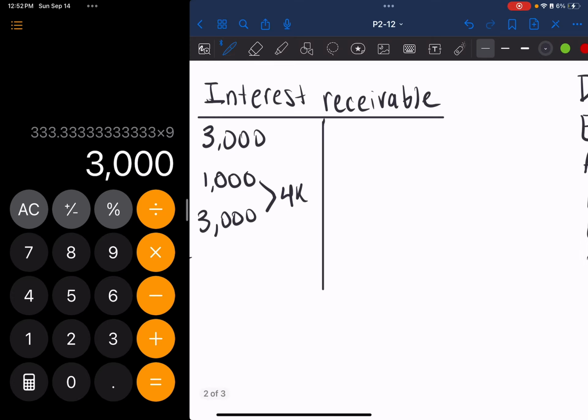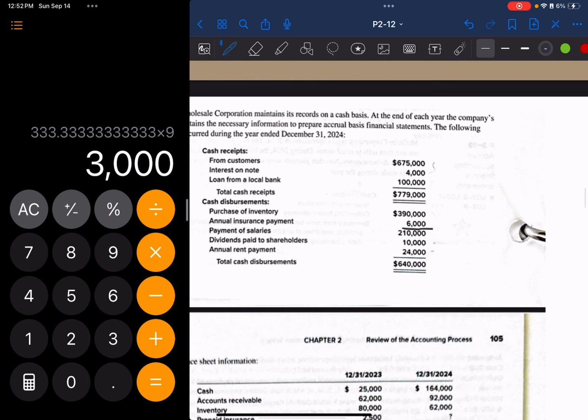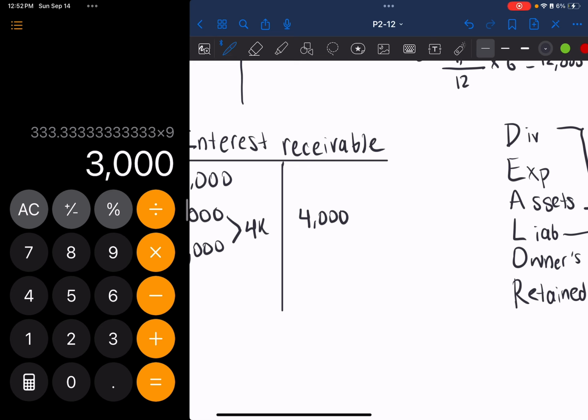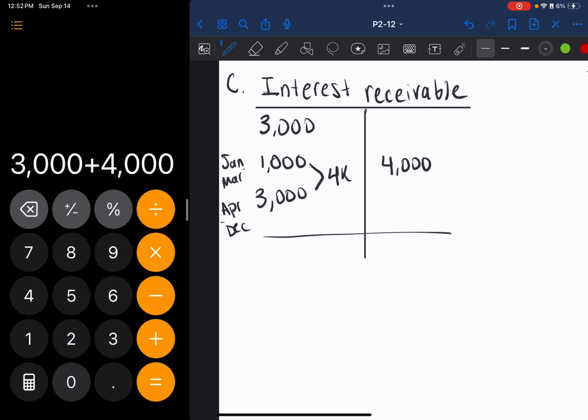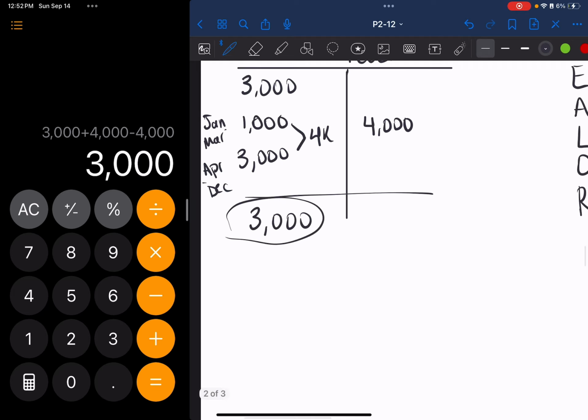And then in the cash disbursements and receipts area, we see that they got interest paid on it of $4,000. So basically the interest they're paid decreases the receivable balance by $4,000. Which gives you the ending balance, it just nets out: you add the 4,000 and then you subtract the 4,000. So a balance of 3,000 for ending interest receivable.